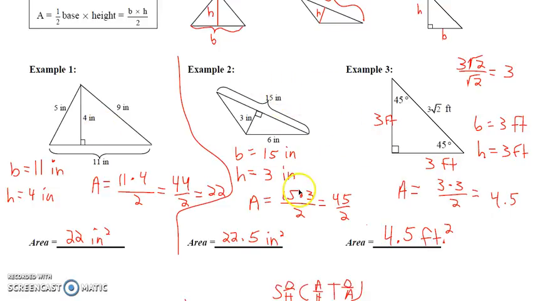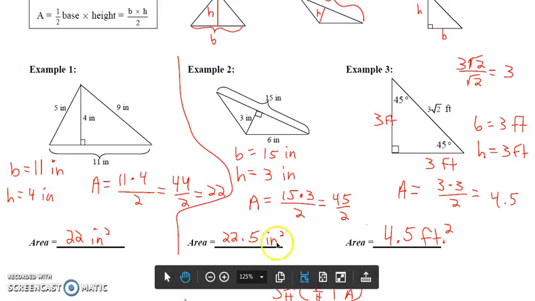In example 2, we have to know that even though they gave me 2 sides measured, I'm going to use the 15 because that one has the perpendicular drawn to it, the 3. So my area would be 15 times 3, that's base times height, divided by 2, and that will equal the area.